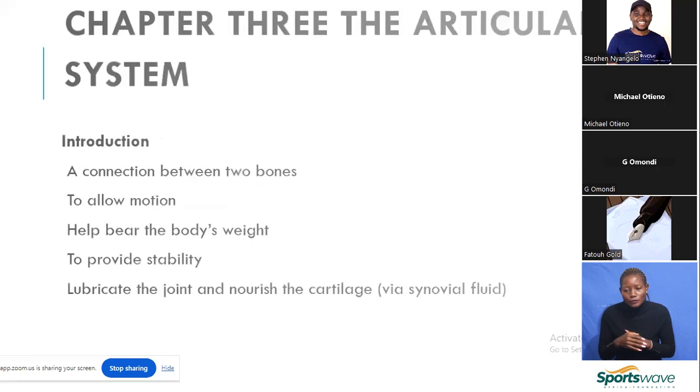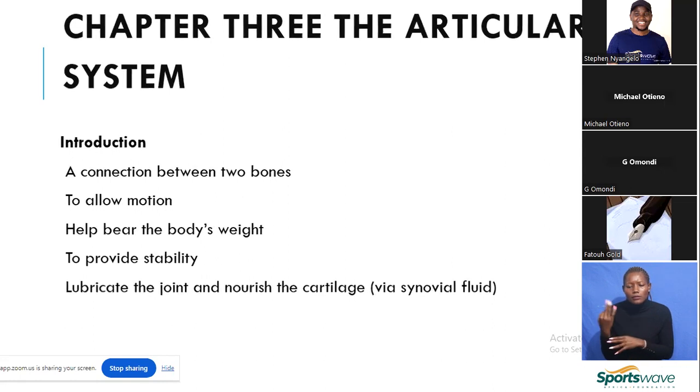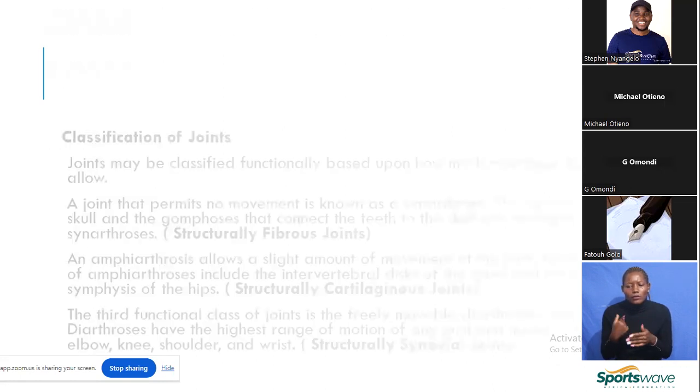So let's move on now to chapter 3. We now come to the fulcrum, the articular system, the fulcrum in that lever system. The articular system is mainly the joints, a connection between 2 bones. The system allows motion, helps to bear the body weight, provides stability, lubricates the joints, and nourishes the cartilage via synovial fluid in synovial joints. During the presentation, you'll be able to understand what we mean by that better.